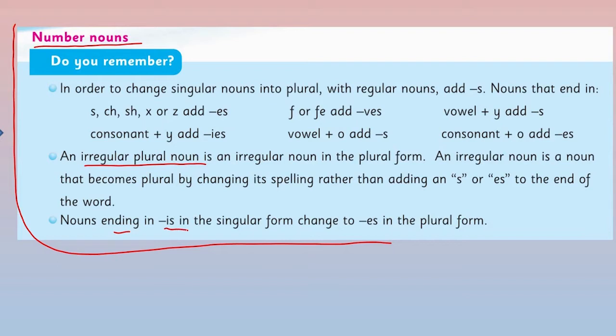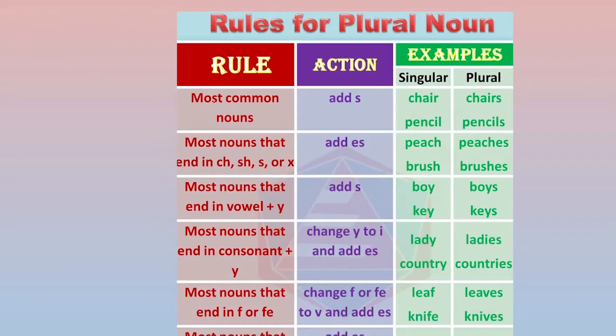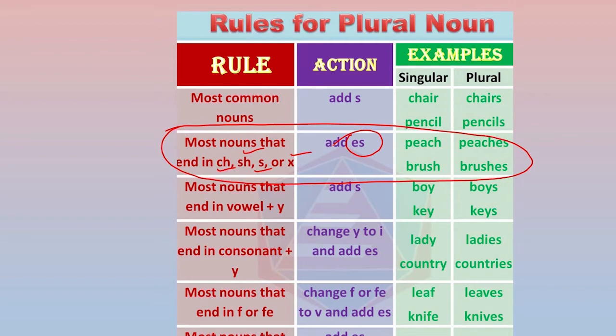So, in order to change singular nouns into plural with regular nouns, we add s. For nouns that end with s, ch, sh, x, or z, we add es at the end to make it plural. Look at this here. Most nouns that end in ch, sh, s or x, we add es at the end to make it plural. For example, peach, peaches, brush, brushes. Look at the es here.